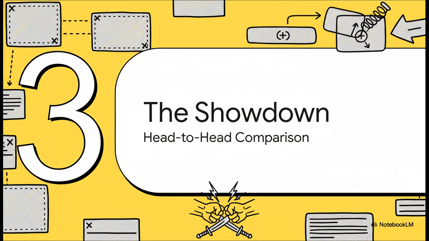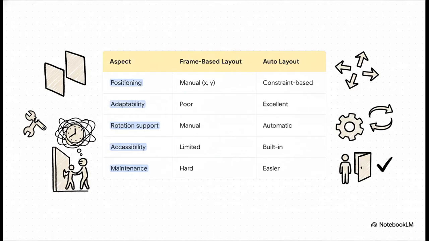Okay, so we've got the old rigid way and the new flexible way. Let's put them in the ring for a direct head-to-head showdown. I mean, this table really says it all. Positioning? You're going from manual to relationship-based. Adaptability? From basically terrible to excellent. Rotation support? From a huge manual headache to completely automatic. And for all the modern stuff, like accessibility and just keeping your code clean, well, there's a pretty clear winner for almost every single case.